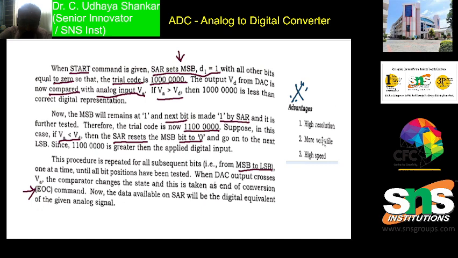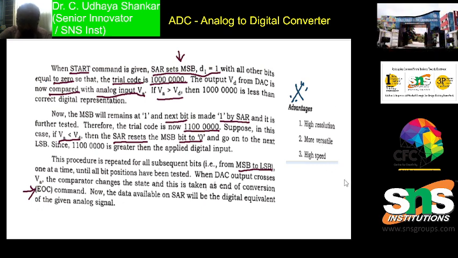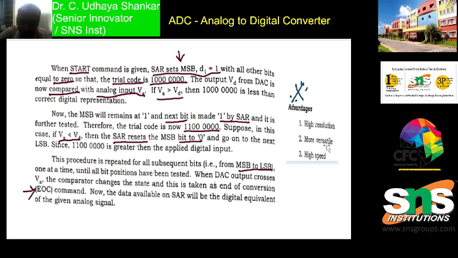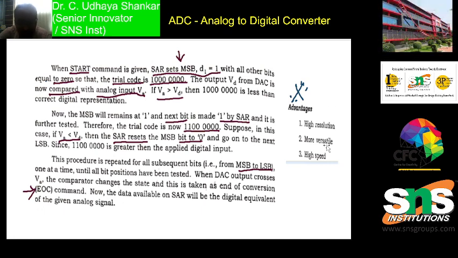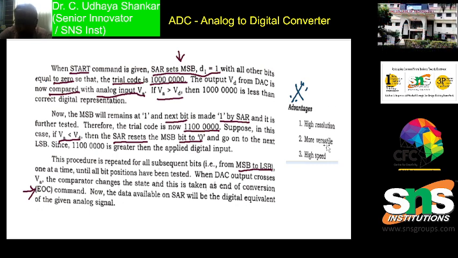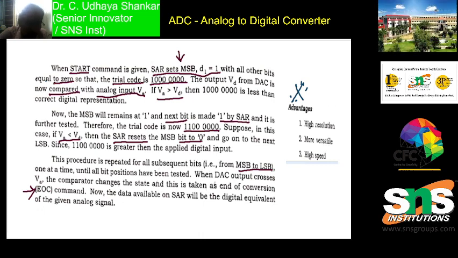The main advantage of the successive approximation type ADC is that it has high resolution because we have more number of bits, it is more versatile, and it can also operate at very high speed. This is the main advantage of the successive approximation type ADC.